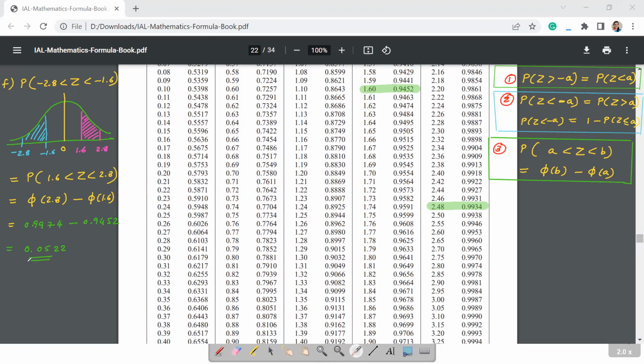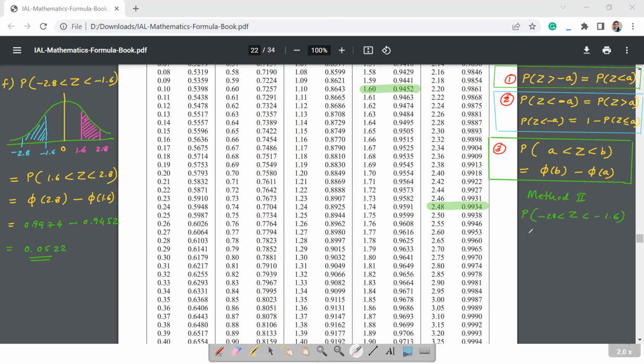So I'll show you method 2 as well. In method 2, I'll try to make use of these rules. You need to get the probability Z is between minus 2.8 and minus 1.6. Let's directly use the rules now. I'm going to go directly with the rules. Let's see if that works.